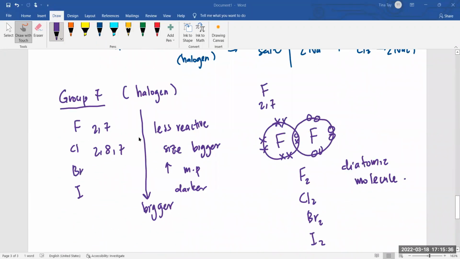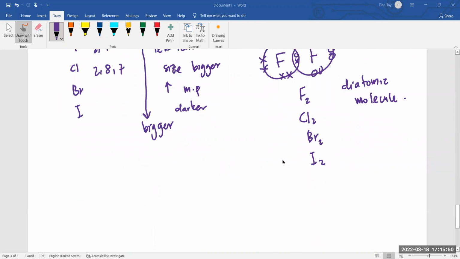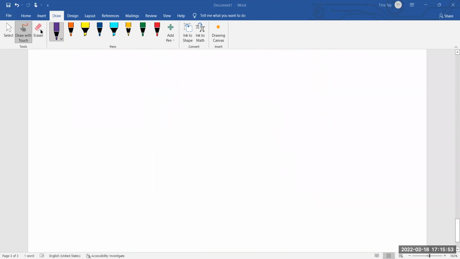Okay, so group 7 in the periodic table: as you go down, it's getting bigger, but it gets less reactive. The size becomes bigger, it has a higher melting point, and it gets darker. And they all exist as diatomic molecules. Now there's a difference between the natural state. We're going to talk about this natural state. Fluorine, chlorine, bromine, iodine. Natural state meaning that when you find them by themselves, without adding water, without putting them in any solvent, nothing, just natural state.